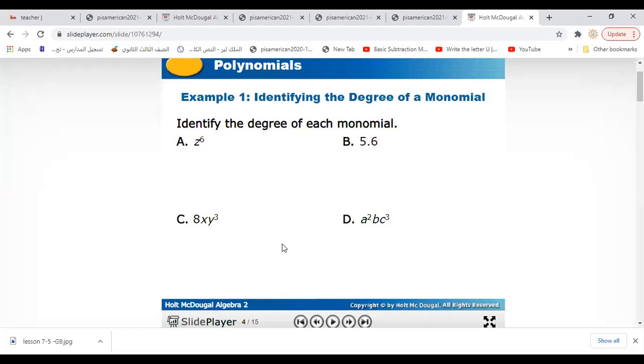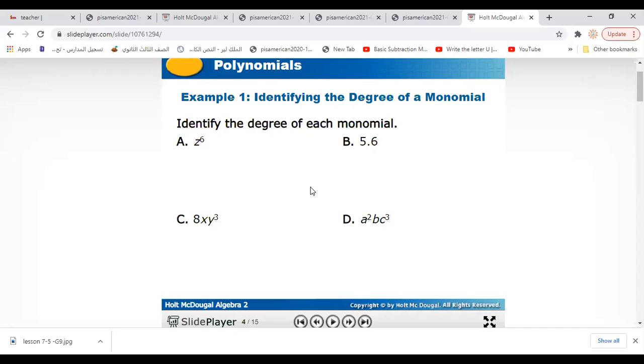Ritaj, what is the degree of the second one, please? 5.6. What is the degree? Can you find any variable in this question? No. So the degree will be equal to 0. Yes. Okay, let's move to the next question.